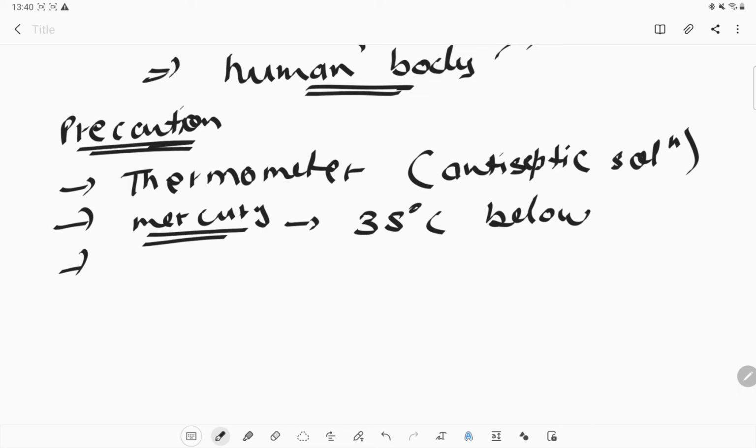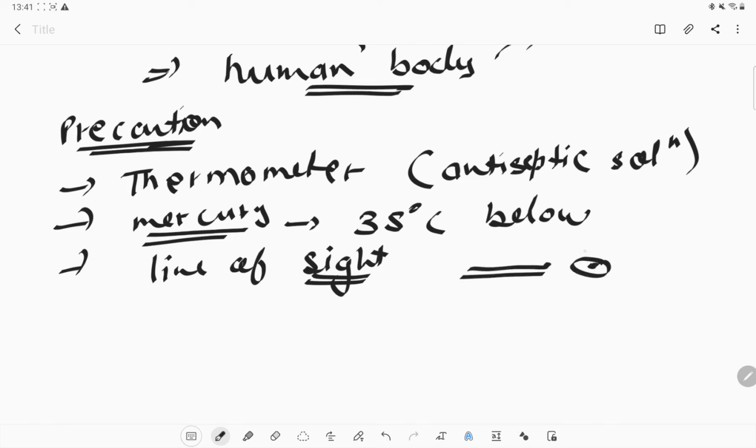What else? While reading the thermometer, we should keep the level of the mercury along our line of sight. Our eye should be placed right there while we are measuring the reading on the thermometer. Okay, so it should be on the same line of sight. You cannot put your eyes anywhere and measure the temperature from there. The reading may vary because you are not putting it in the same line. So the line of sight should be the same as the mercury line.